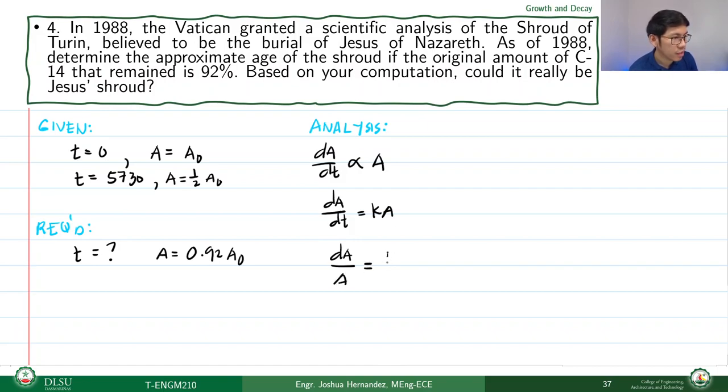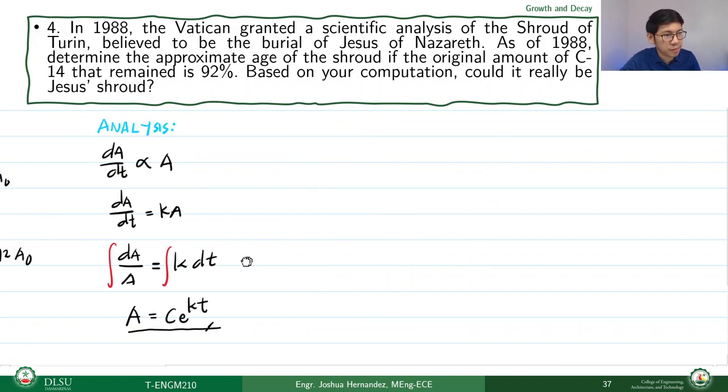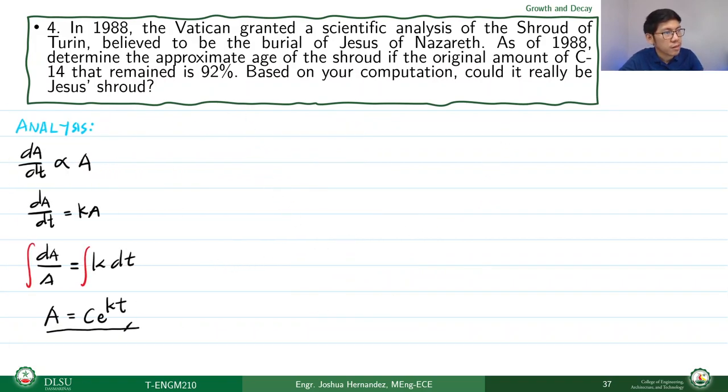Equals k dt. And so integrating will produce A equals C e raised to kt. So this is our first working equation. Ngunit meron pa siyang dalawang arbitrary constants. Yun ay C at saka si K. So, we can solve for that by using our initial value condition.